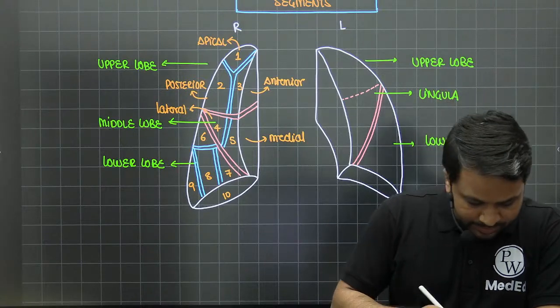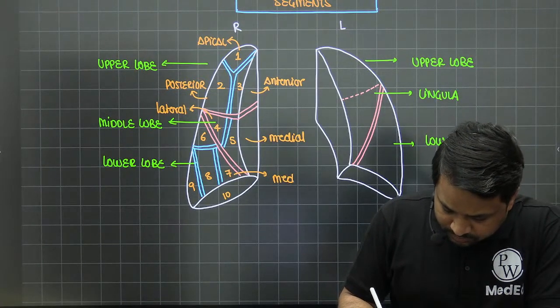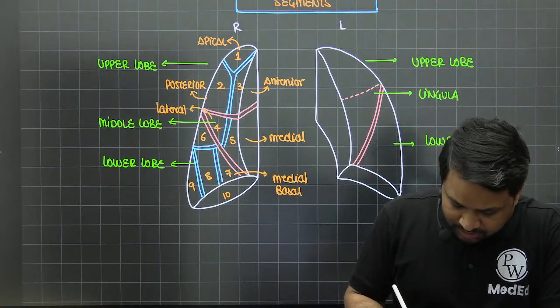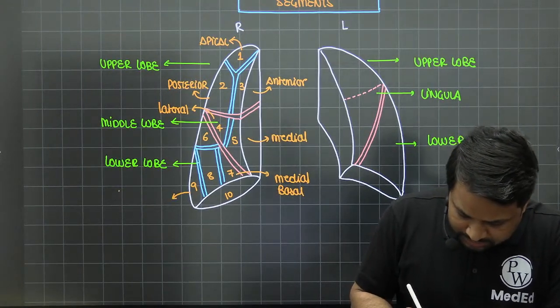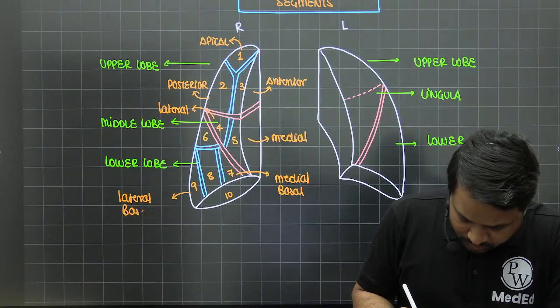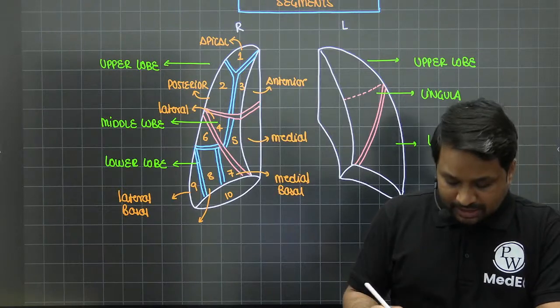So what is segment 7? It is what we call the medial basal. It is the medial basal segment. 9 is what we call the lateral basal. 8 is nothing but your anterior basal.